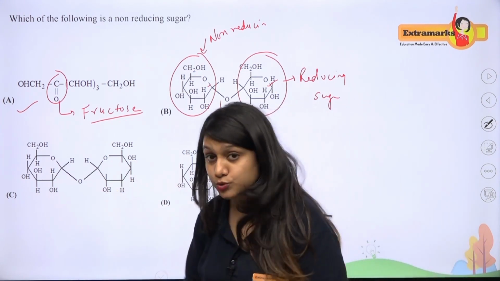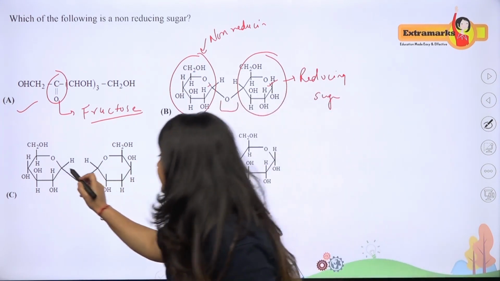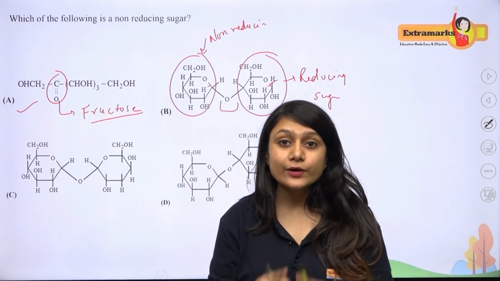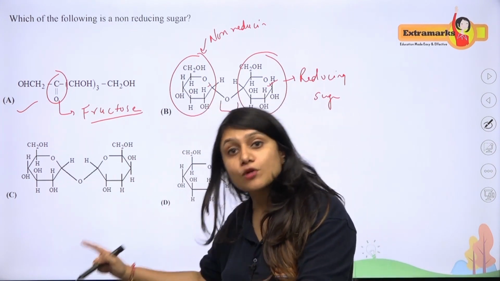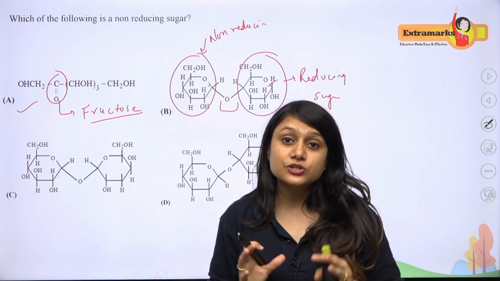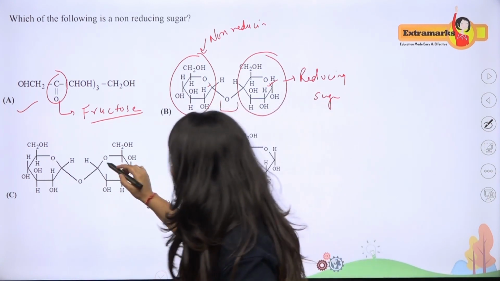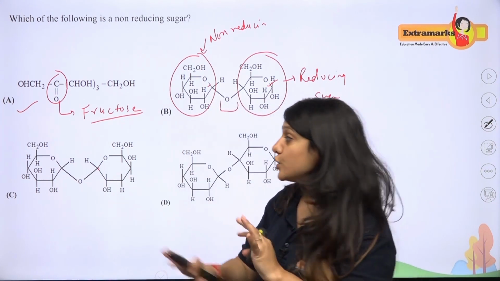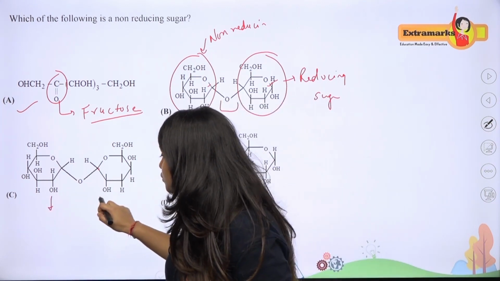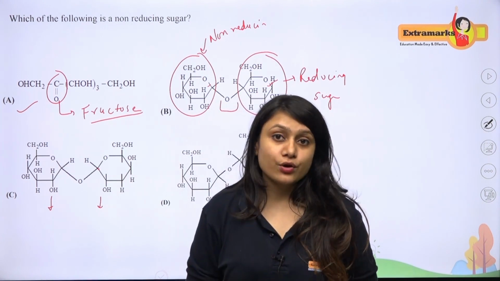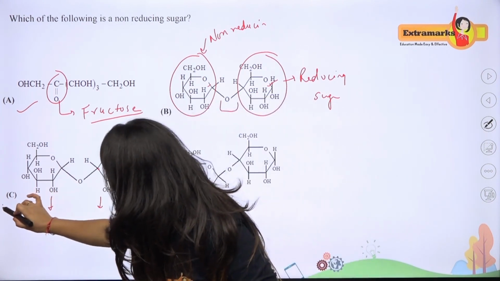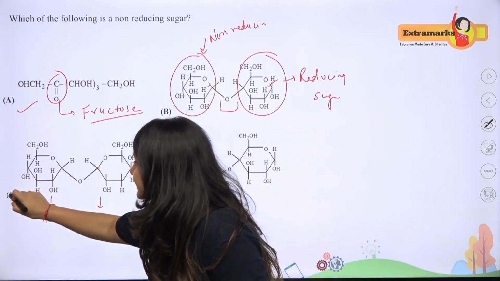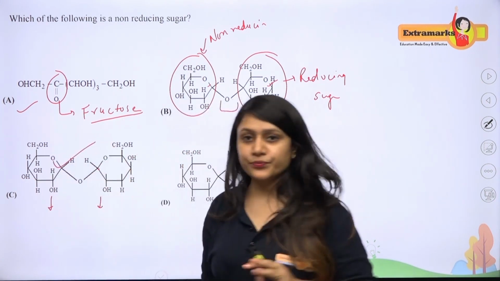Now, coming to the C option, as you can see, this is a glycosidic linkage. Now, the glycosidic linkage is from the side where there must be an aldehyde or a ketonic group. Now, as you can see, both of these sites are busy in the glycosidic linkage. So, that's why this one, also this one, both parts are non-reducing. So, the complete molecule is non-reducing, so this is our correct option, right?